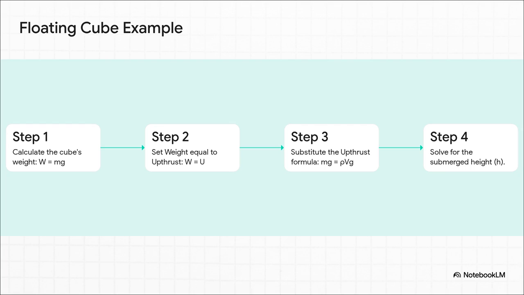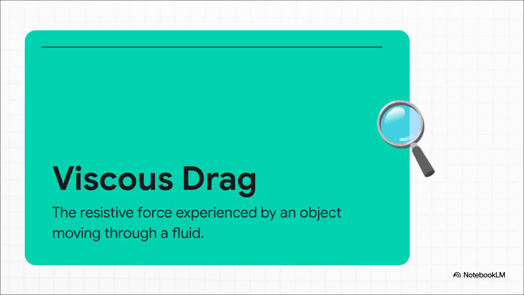Now, this is a really classic way to solve these kinds of problems. For anything to float, the forces have to be balanced. Simple as that. So its downward weight, W, has to be perfectly canceled out by that upward push, the upthrust, U. By setting those two equations equal to each other, mg and rho Vg, we can solve for all sorts of useful things, like exactly how deep that cube is sitting in the water.